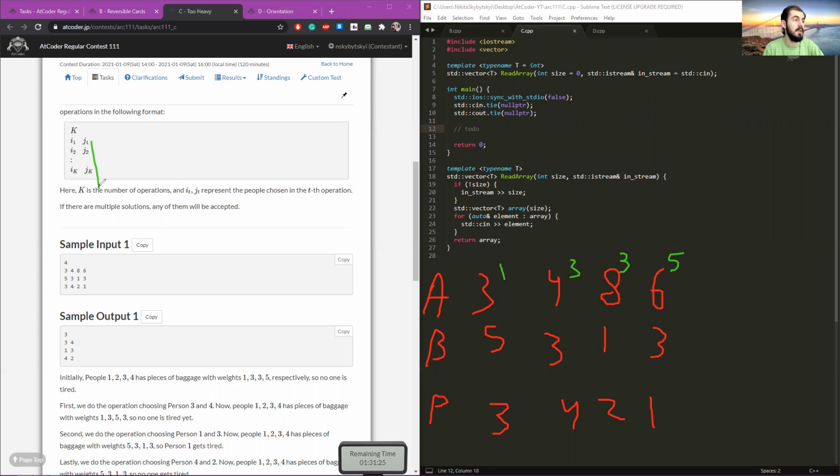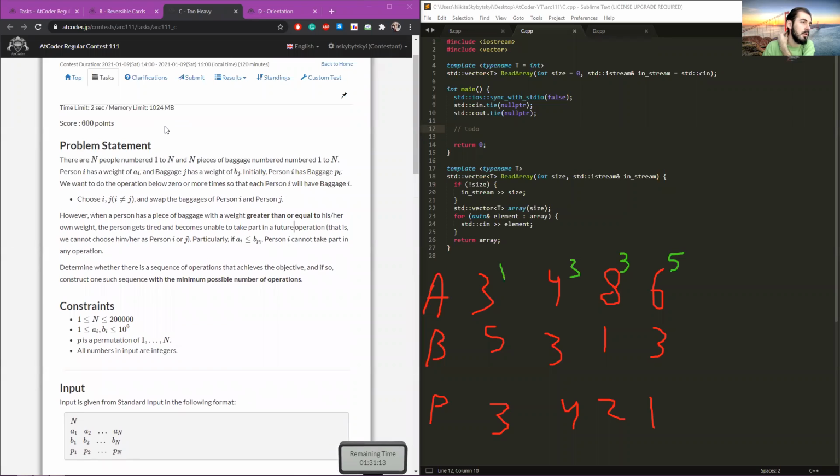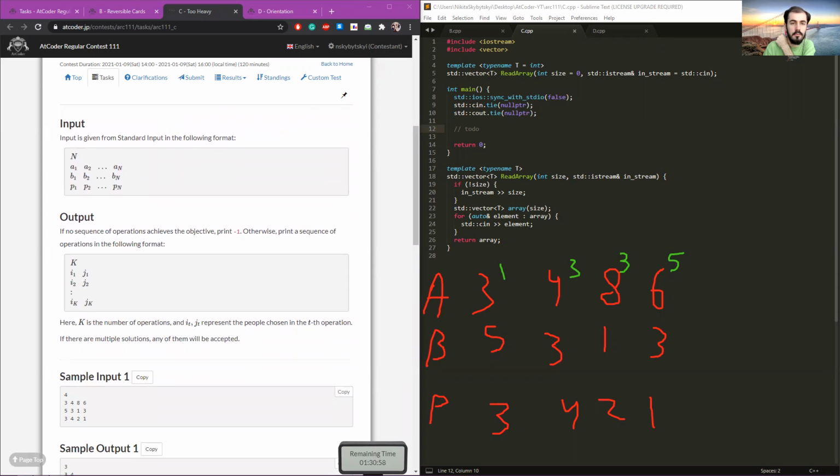And they also want the operations. Kind of difficult. So you would like this person to get this baggage, which is originally here.